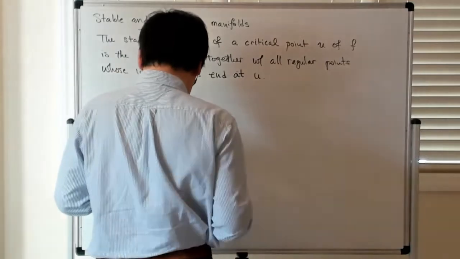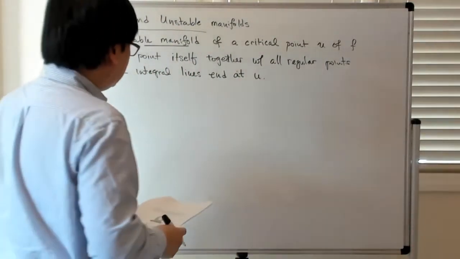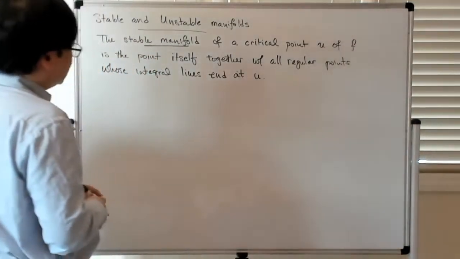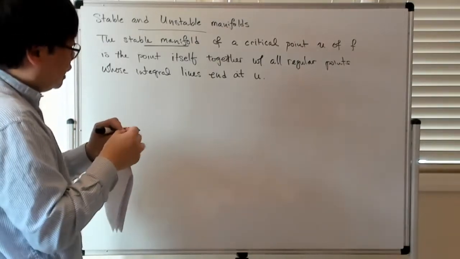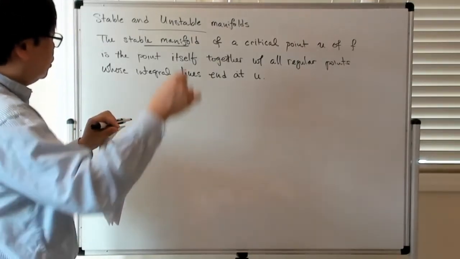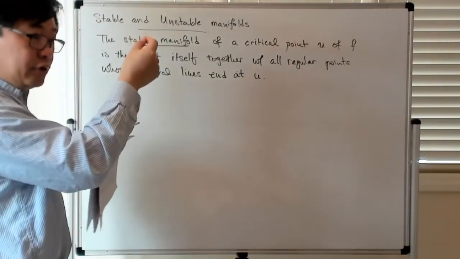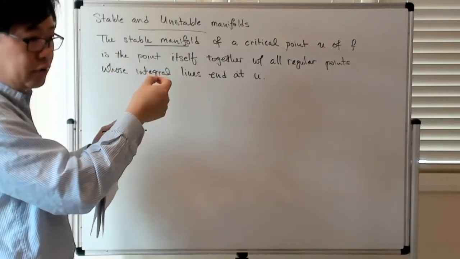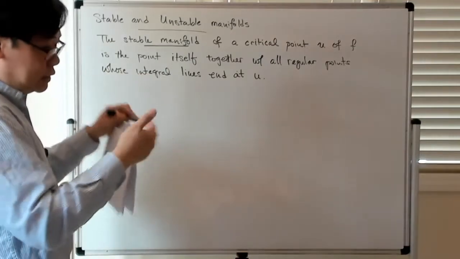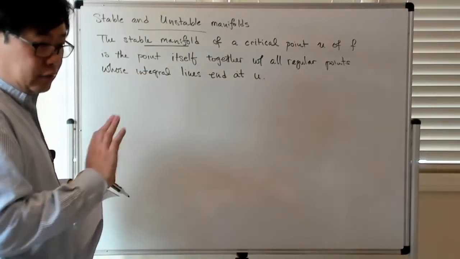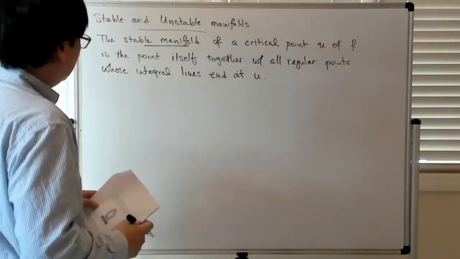And then we can also have the notion of an unstable manifold. The reason why it's called a stable manifold is because if you think again of moving forward in time, then the set of regular points which end at U are basically the set of points where if you start there and you follow the gradient flow, you'll eventually reach U. So these are the set of points which approach U. It's like a limit to U, in the limit of positive time.